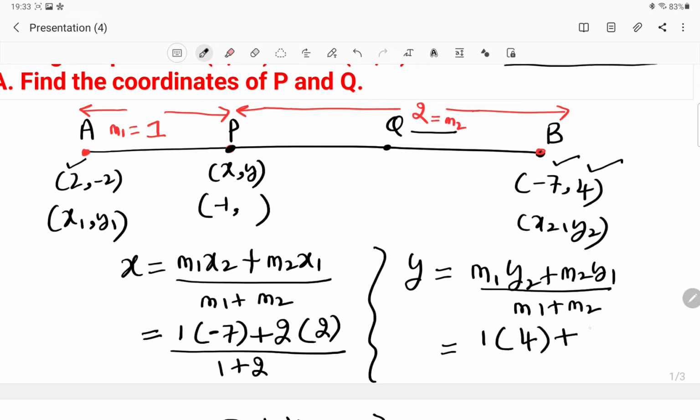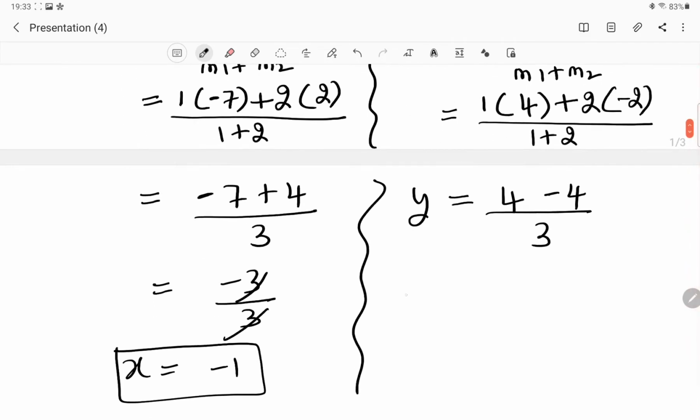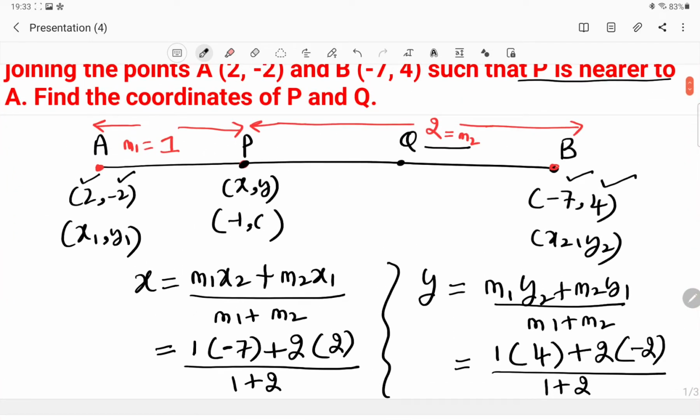All right, plus m2 is 2 into y1, which is minus 2, then that is divided by 1 plus 2. So then I'm going to have y is 1 into 4 is 4, then 2 into minus 2 is minus 4, then divided by 3. So ultimately this answer is going to be 0. All right, 4 minus 4 is 0, right? So I got this answer as 0.